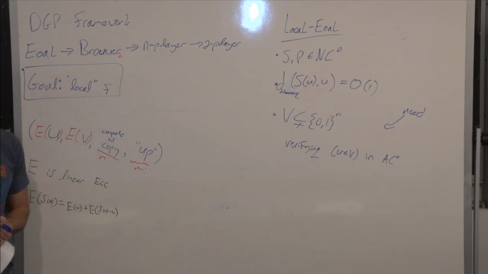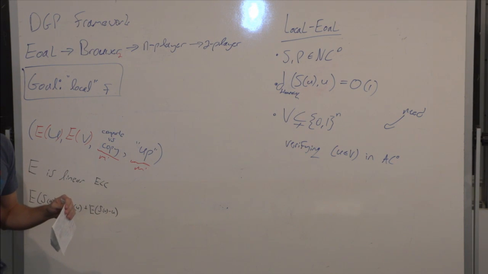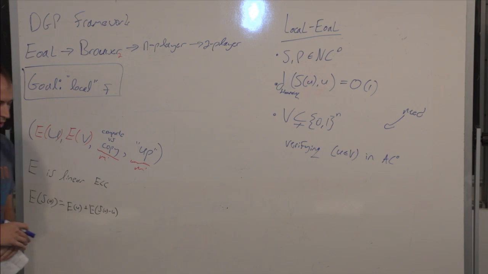So the dimension of V will be root n. No, it still has to be exponential. So I mean, V is linear, because it still has to be exponentially hard, right?